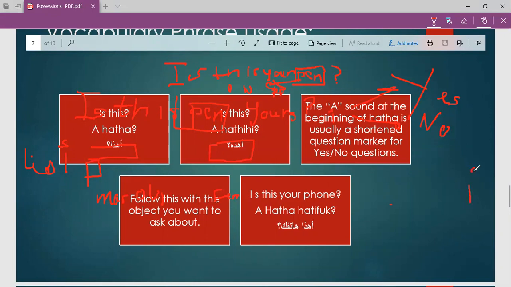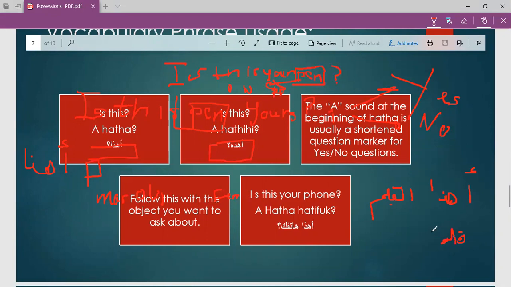Is this your pen? What do we say? So a here is a marker for yes or no questions. Ahadha, this, ahadha what? We're asking about ahadha al-qalam. Your pen. What is pen? Qalam. Here the possessed object. You're holding, for example, a pen. This is a pen. Is this pen yours? Qalamuka. Your, usually we attach it with what?